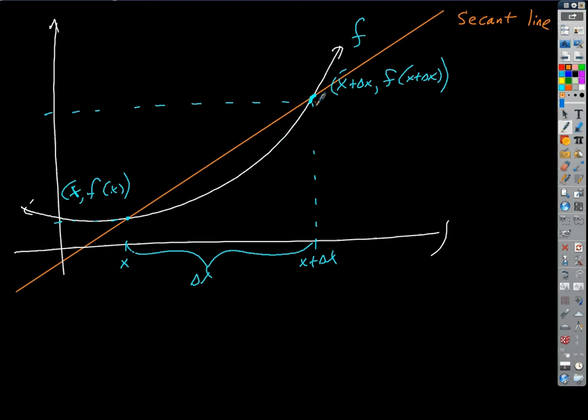And so what would that be then? So the slope of a secant line is just going to be change in y over change in x, right? Well, what's the change in y here between these two points? Like if I were going to draw a slope triangle, how much am I rising?